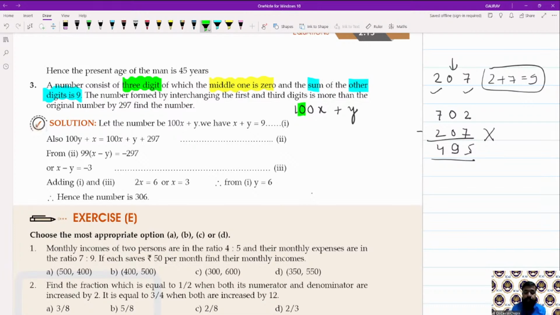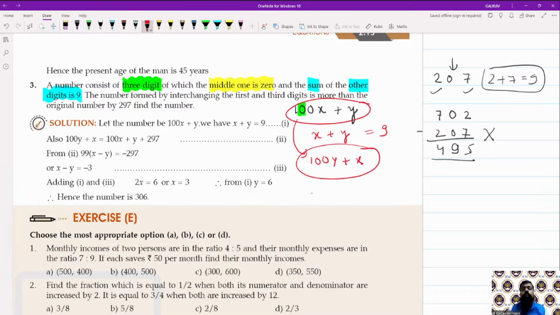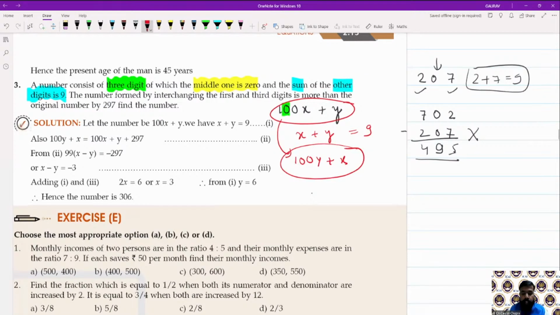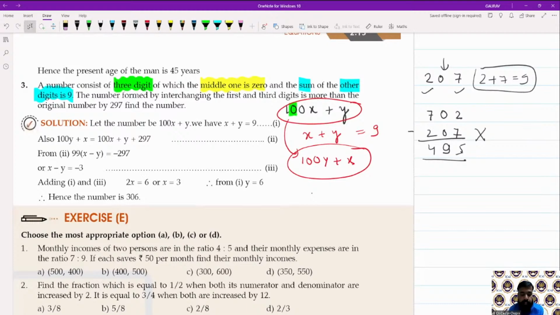Now what we have to do? It says that x plus y, the first digit and last digit, sum is 9. So x plus y is equal to 9. And if the digits are reversed, then the difference will be 297. So if we reverse the digit, it will become 100y plus x. Now difference of these two is 297. So we can form the equation and get the result.